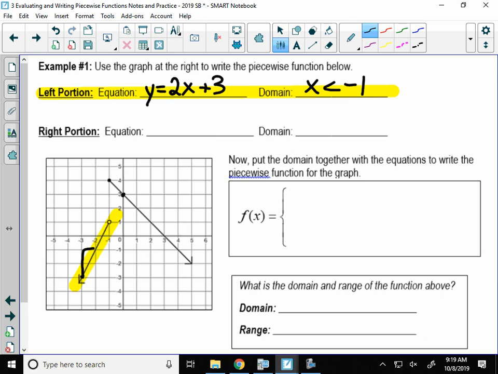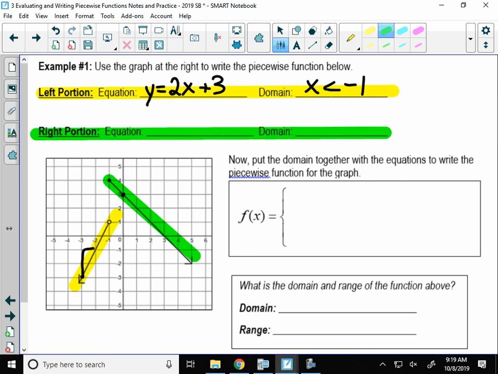Now let's talk about the right portion. The right portion here is also a ray, and we're going to find the equation and the domain for that guy. So I start here with the slope. This slope looks like it's negative, and it's going down 1, right 1. So y equals negative x, or negative 1x. Excuse me, and the y-intercept is also at 3. Now this is also a ray again. You see the arrow on the end, and it's going to the right. So I want all those x's that are greater than or equal to -1.